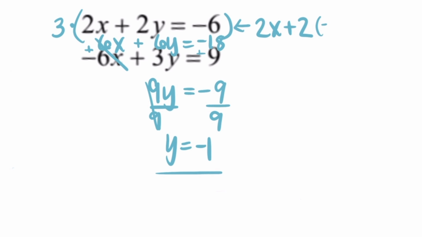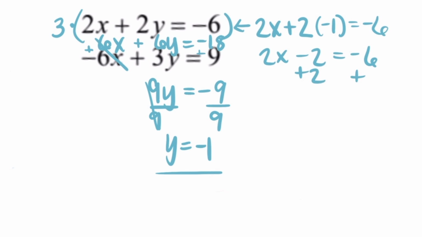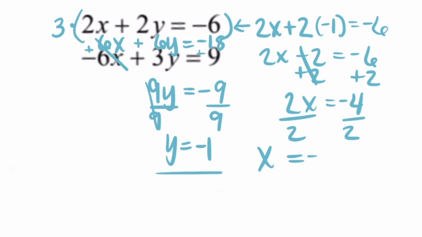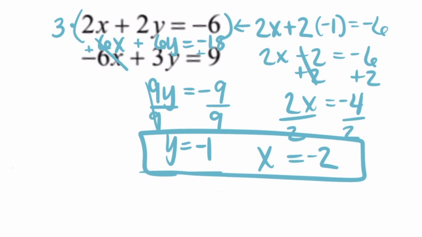Then, just like we've been doing before, once you have one solution, you can plug it into either one of those to get the other solution. So we plug in y is -1, and then we solve for x, getting 2x equals -4, divide by 2 to get that x is -2. It's important to remember that you can use any of these 3 strategies for any of these problems. It just depends what makes the most sense to you.